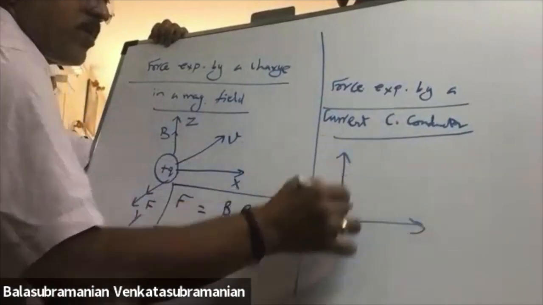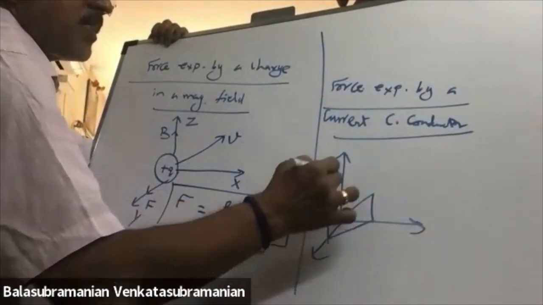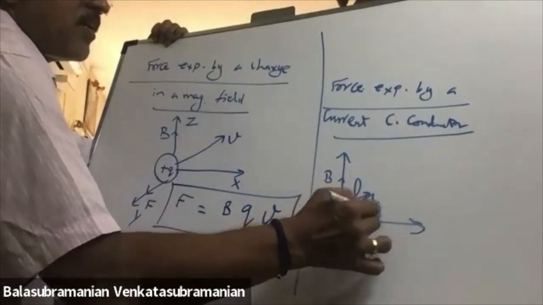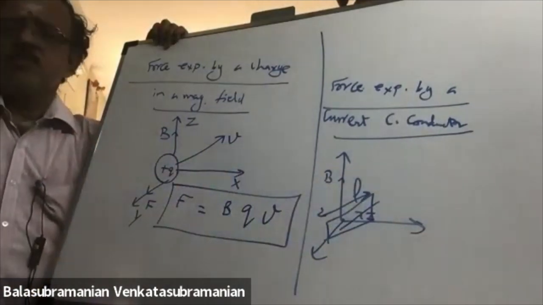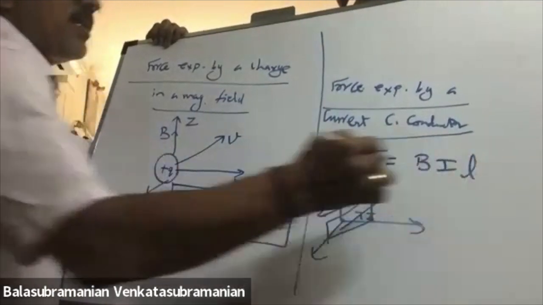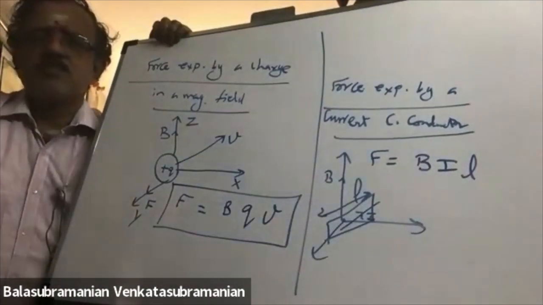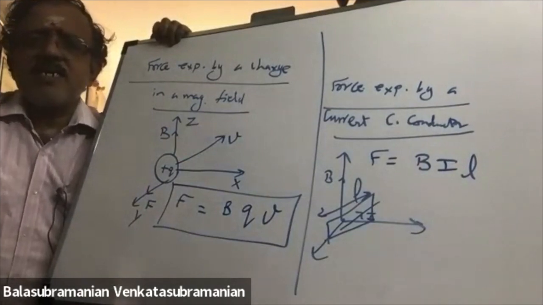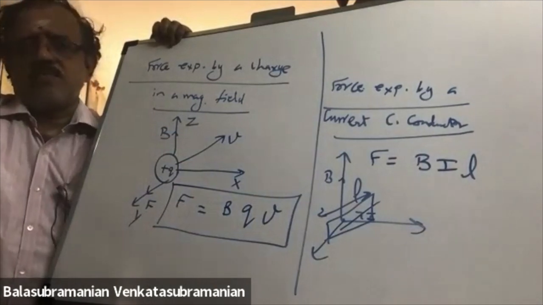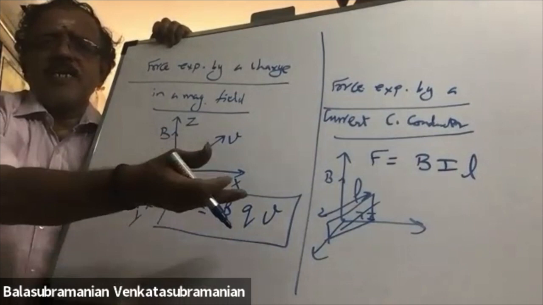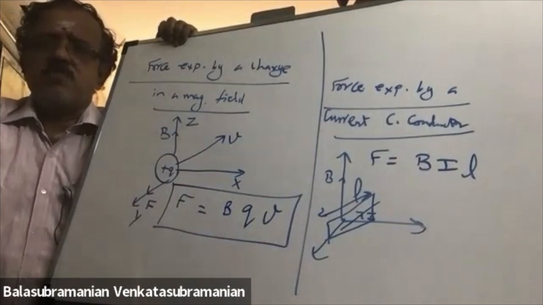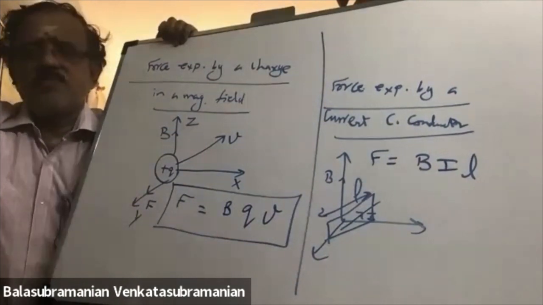Same formula, same concept. Here you are keeping the conductor. This is B. This is a conductor of length L carrying a current I. Then the formula says F is equal to BIL: magnetic induction times the current times the length of the conductor. Detailed derivation, we will discuss in the second part of electromagnetism. F is equal to BIL.